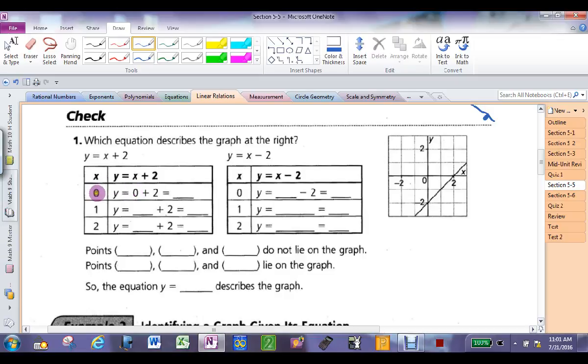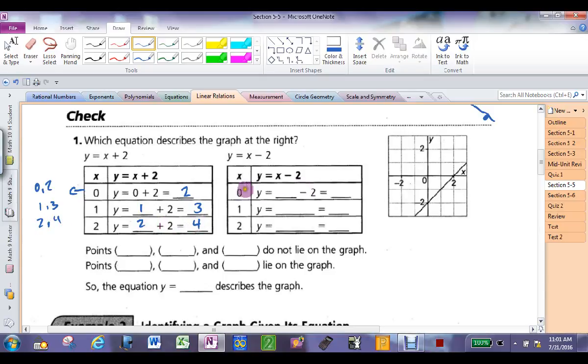Because the input, I've decided that I'm going to test the point where X is 0. What is 0 plus 2? 2. Right? That gives me a point, doesn't it? What are the coordinates of the point that this row gives me? 0, 2. What is this one? X is now 1, 3. 1, 3. So what's the point? 1, 3. And this one? 2, 4.